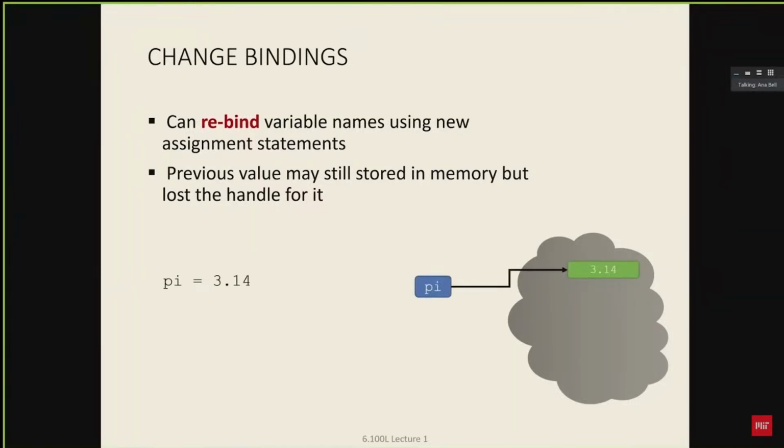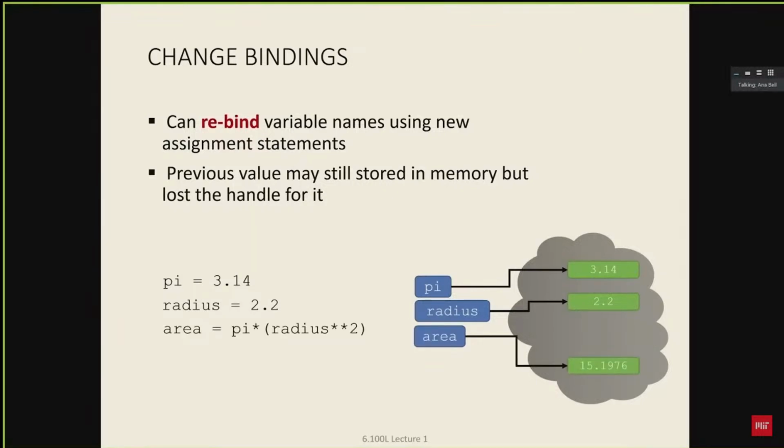So here we have pi equals 3.14. The green 3.14 is my value in memory. Cloud is memory. That's my value in memory, and it's bound to this name pi. So this is my variable name. The next line, radius equals 2.2, same thing. I've got 2.2 as my value in memory, my object, and radius is the name for that object. Area equals pi times radius squared. What happens behind the scenes is it calculates this value. It doesn't store the expression, it stores the value resulting from the calculation, and then it binds it to the name area. Okay, everything okay so far? We've seen this code before, cool.